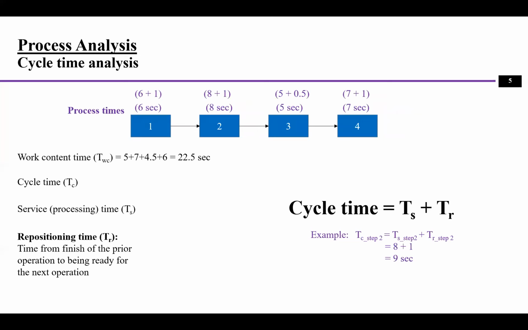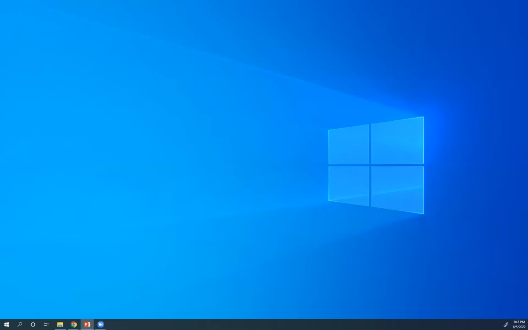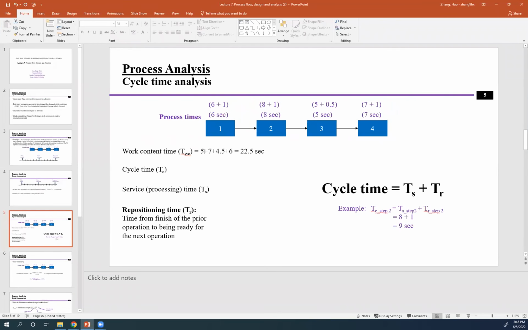All right, now let's look at another concept, which is work content time. So what is the work content time? Work content time means all the times added up together. Oh, sorry, I need to make a little change here. So this is supposed to be 6, and this is 8, and 5 and 7. 26 seconds, okay?